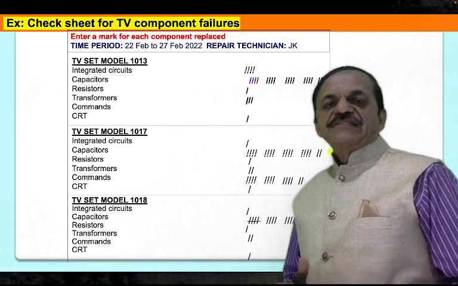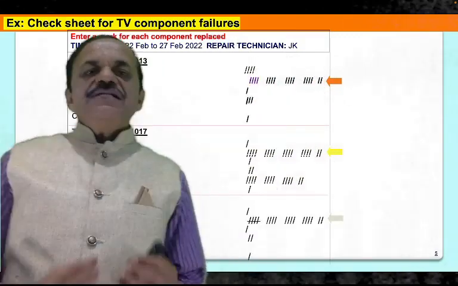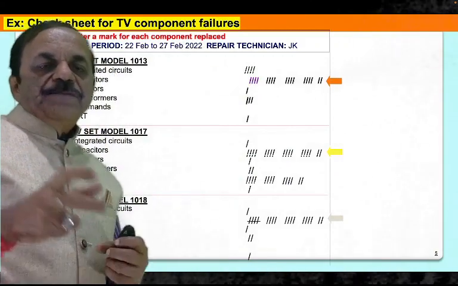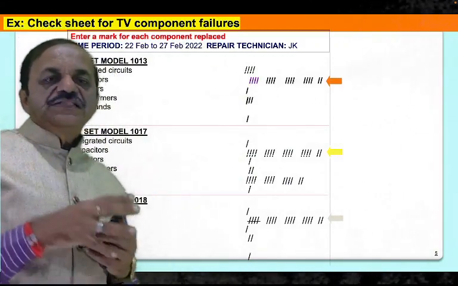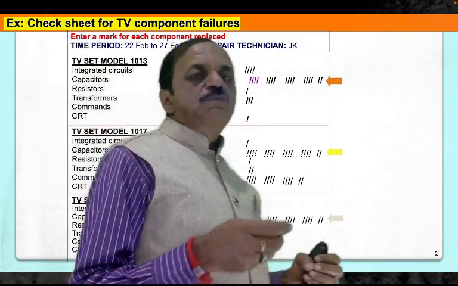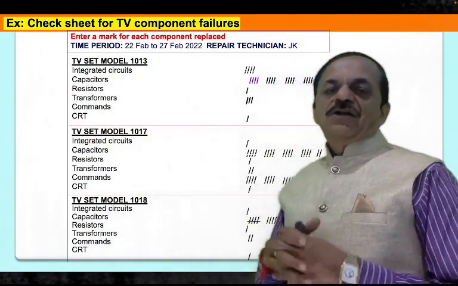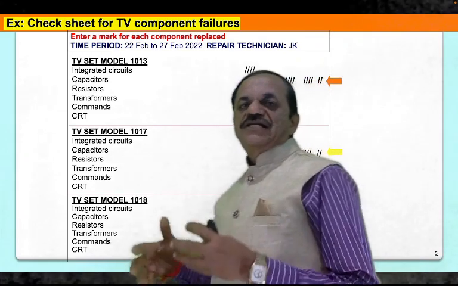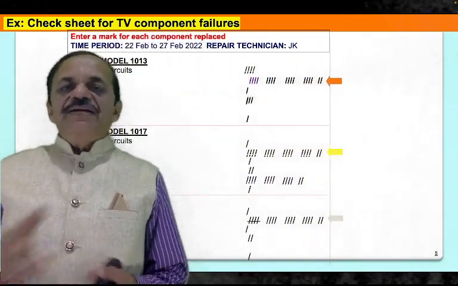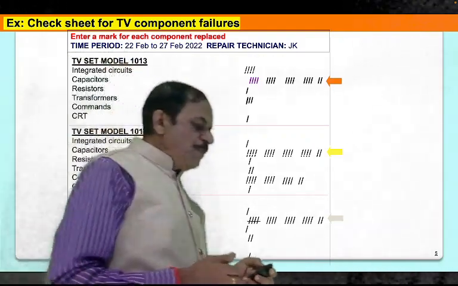Now, an interesting thing happens. In model 1017 alone, the command related failure is very high. That means remote command related improvement I need to do for model 1017 only. Please remember this. If I do the same improvement by spending more money on 1013 and 1018, it is unwarranted improvement, loss of money for the company. So now you understood how check sheet can be very useful, since the data is gathered as the event happened over a period of time, and it helps you to prioritize your improvement required.